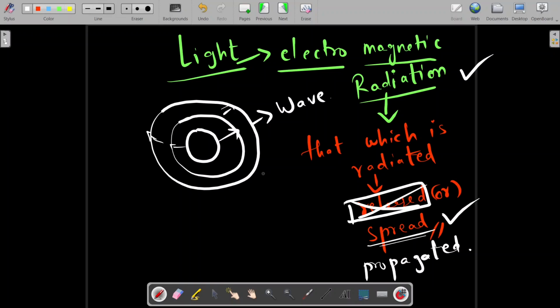Up to now, let's understand that it is a wave. There is a quantum mechanics thing here, that light also behaves like a particle and a wave. It has particle-wave duality. We are not going into quantum physics now. So it is propagated as a wave.